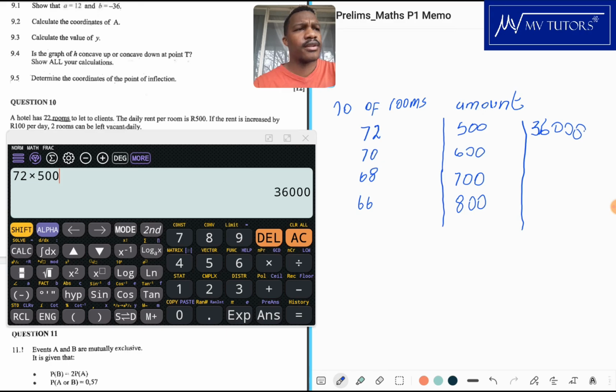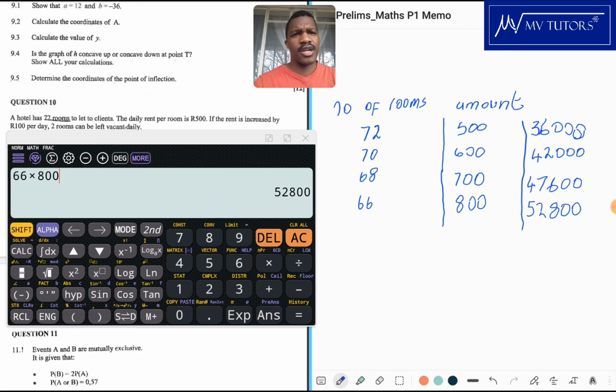36,000, right? The next one is 70 times 600. What's the income there? It's 42,000. The next one is 68 times 700. So our income there is 47,600. The next one is 66 times 800. And we get 52,800. So now this relationship obviously continues all the way down.